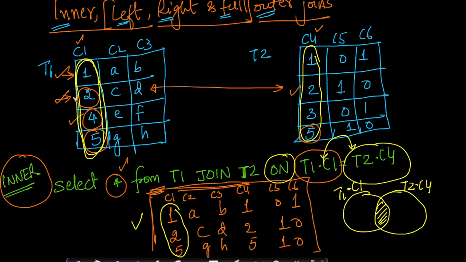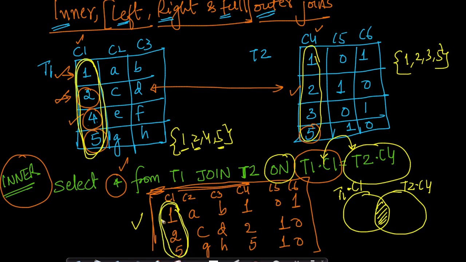Look at this. Take this as one set, 1, 2, 4, 5. This is your T1.C1 written as a set. If you write T2.C4 as a set, you would get 1, 2, 3, 5. What is in the intersection of both of them? 1, 2, and 5, because 3 is here but not here, and 4 is here but not there. And what is the final resultant table that you got? Look at the C1 values or the C4 values, because they're going to be the same. You get 1, 2, 5. You don't get 4, you don't get 3.